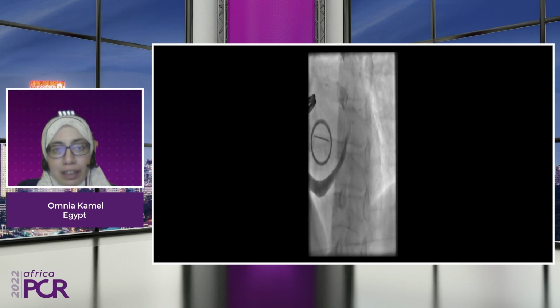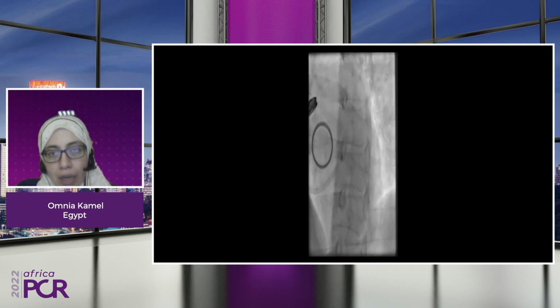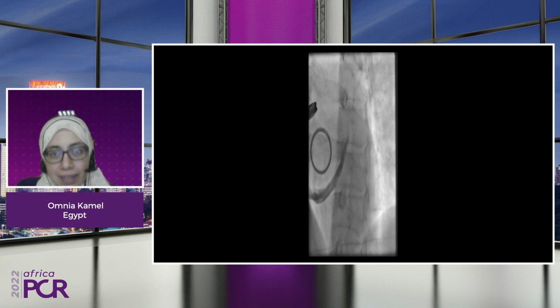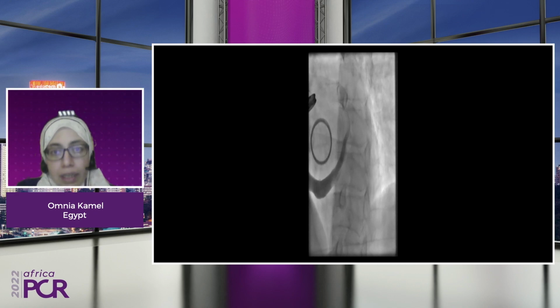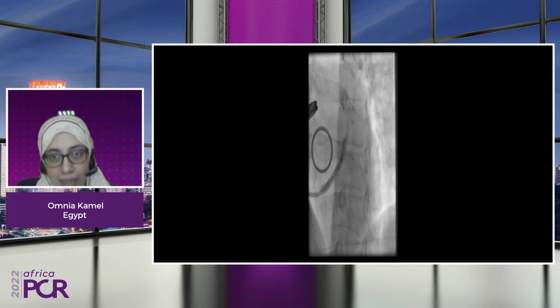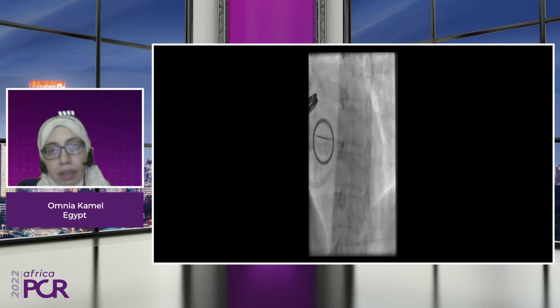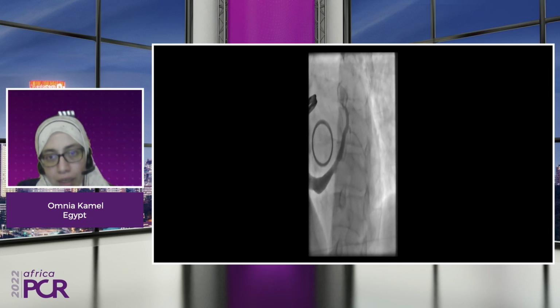I know that in Europe, most of the centers start with the implantation of the RV lead to avoid heart block because the patient has resting left bundle branch block. But actually, in our center, it depends on the indication for pacing. So if I have a patient who is indicated for pacing, I can go from the start by implanting the RV lead.